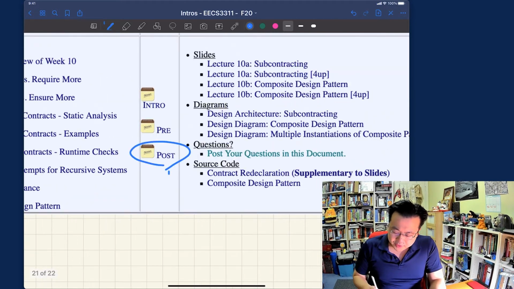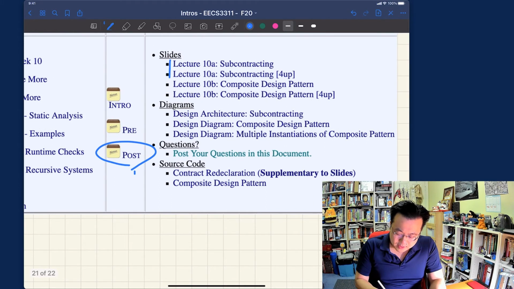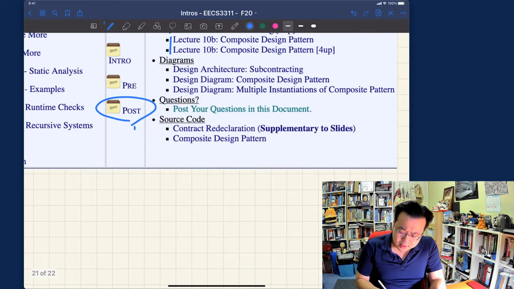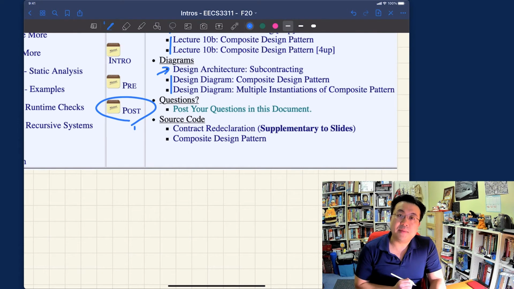And then for the slides, we have part one for subcontracting, and part two for the composite design pattern. I also make available the design architecture for subcontracting, and the two diagrams for the composite design pattern. As usual, please post your questions on the Google Doc. If you don't feel prepared before the Q&A, you're more than welcome to come to the Q&A. I'm prepared and more than happy to see you in the Q&A.